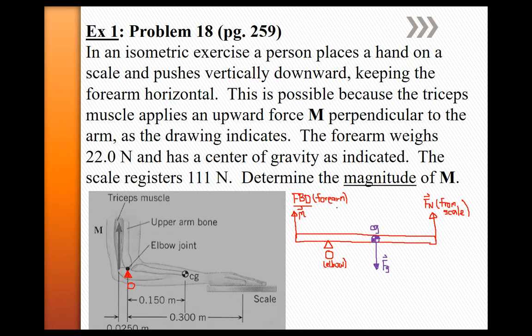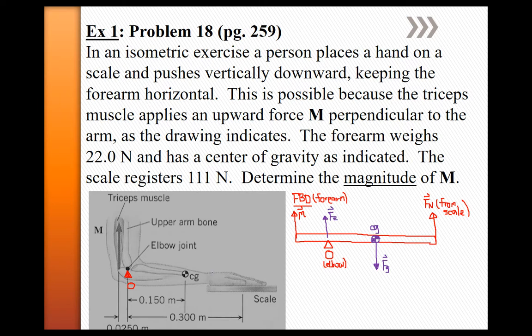There's one other force acting on the forearm, and it would be the force that the elbow joint exerts on the forearm. Now, I don't know what direction it is. It could be up, it could be down. I don't really know, so I'm just going to have to make a guess, okay? But you're going to see it's not going to make a big deal here. So I'll say FE for the elbow.